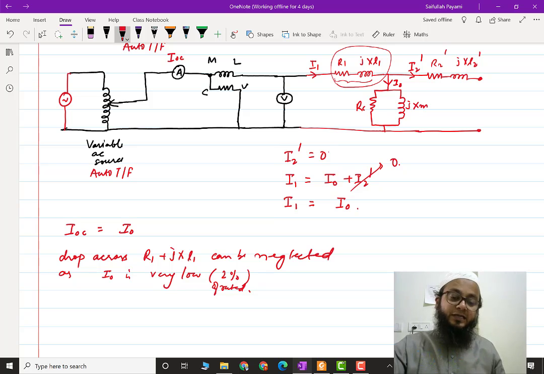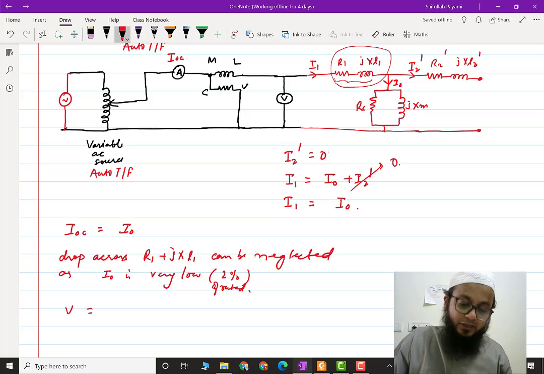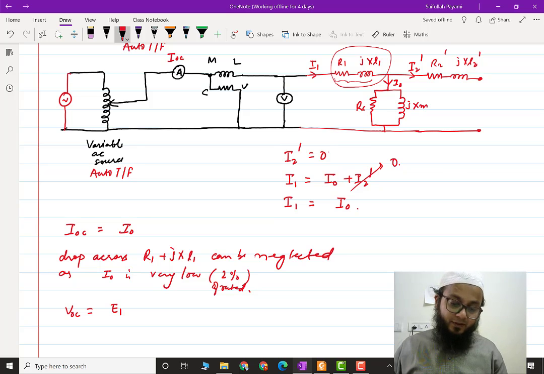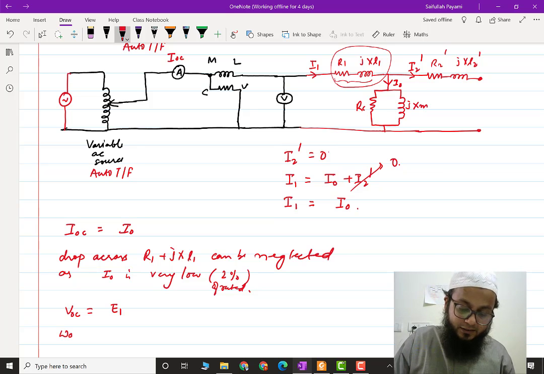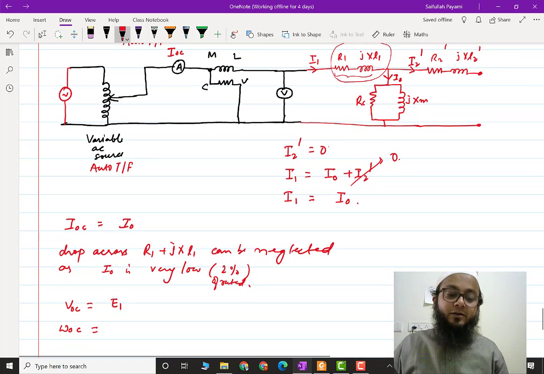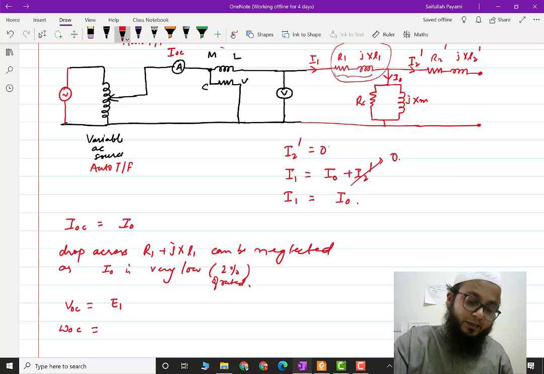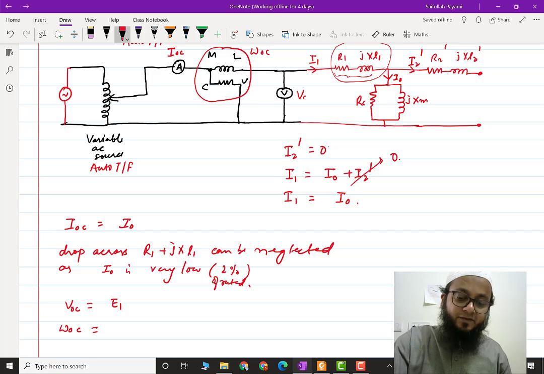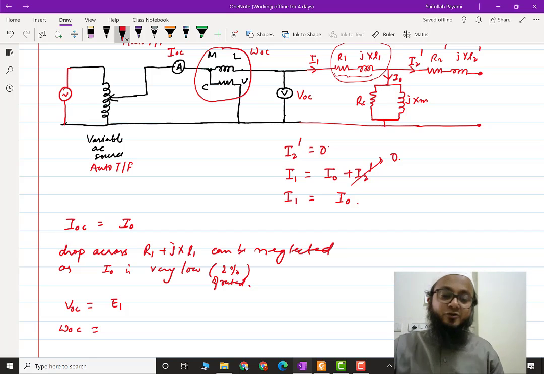Okay, so with this arrangement of wattmeter, ammeter and voltmeter, if you see, this voltmeter is reading VOC, which is E1. The wattmeter gives you WOC. This wattmeter reading is WOC, and this voltmeter reading is VOC. So VOC is actually reading the induced EMF here, E1, right?